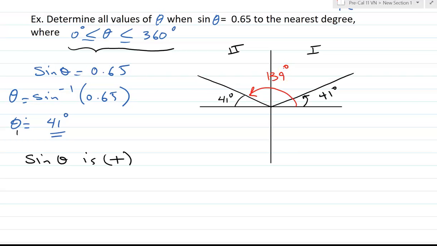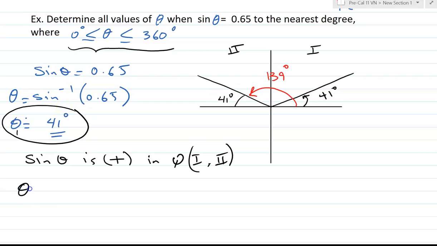So make a note here, we have a sine of theta positive in quadrant 1 and 2. That means you have the first angle in quadrant 1. We need to find another angle in quadrant 2. So theta 2 is 180 degrees minus 41 degrees. And that's again approximation. And that's 139 degrees.